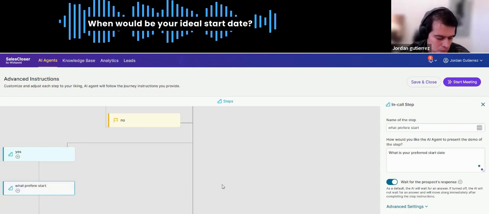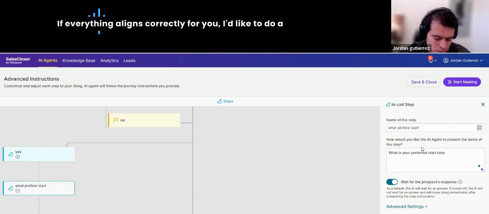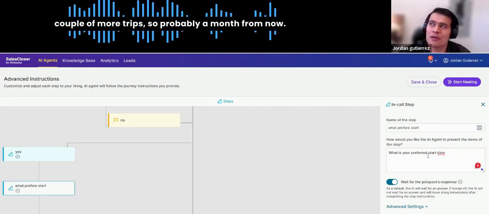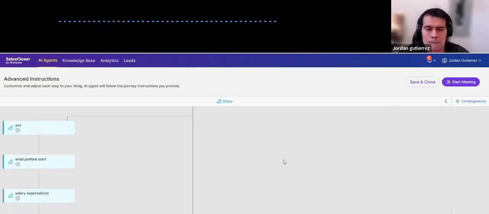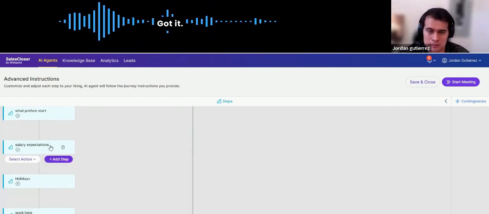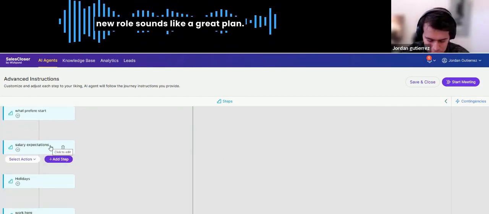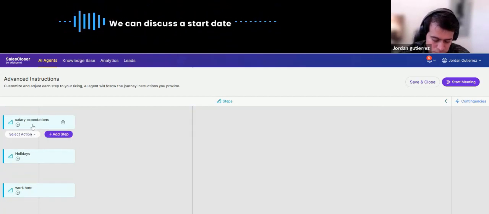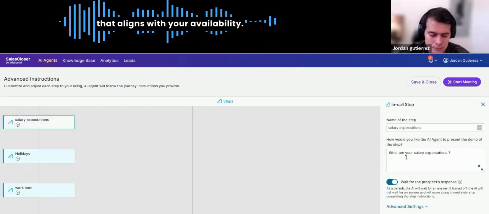Our team at Wishpond values autonomy and trusts our employees to take ownership of their work. When would be your ideal start date if everything aligns correctly for you? I'd like to do a couple more trips, so probably a month from now. Got it. Taking some time off before starting a new role sounds like a great plan. We can discuss a start date that aligns with your availability.